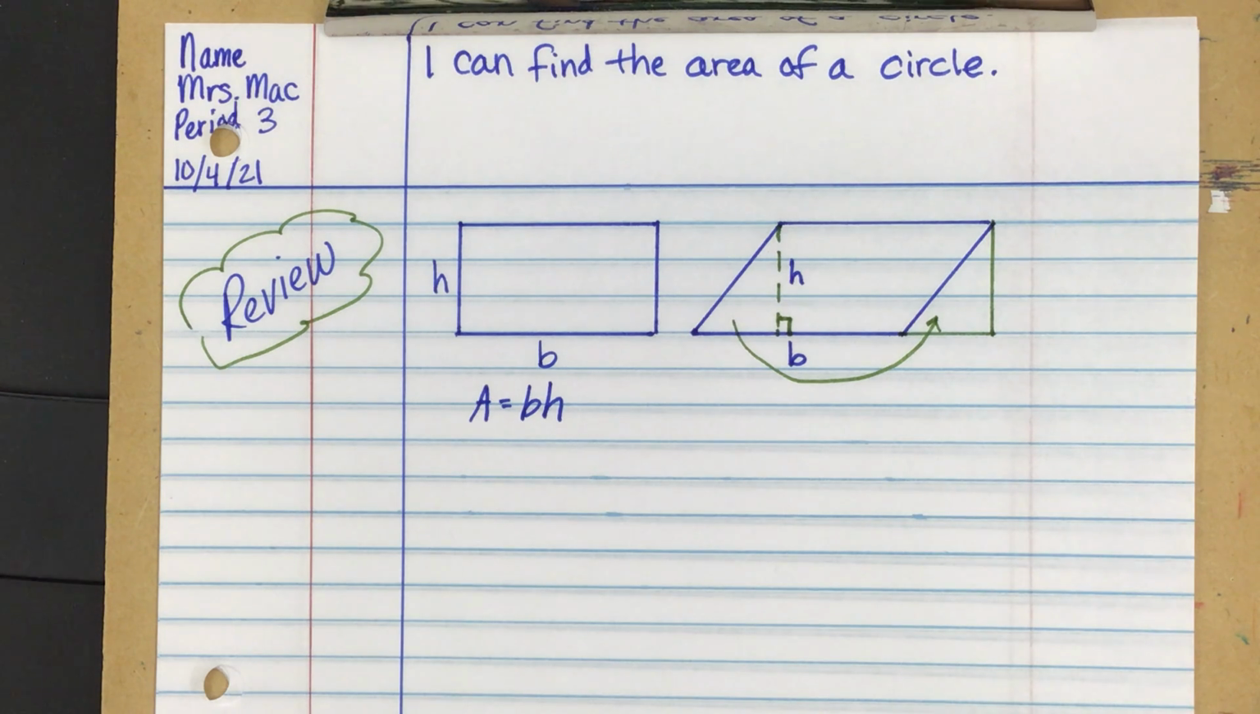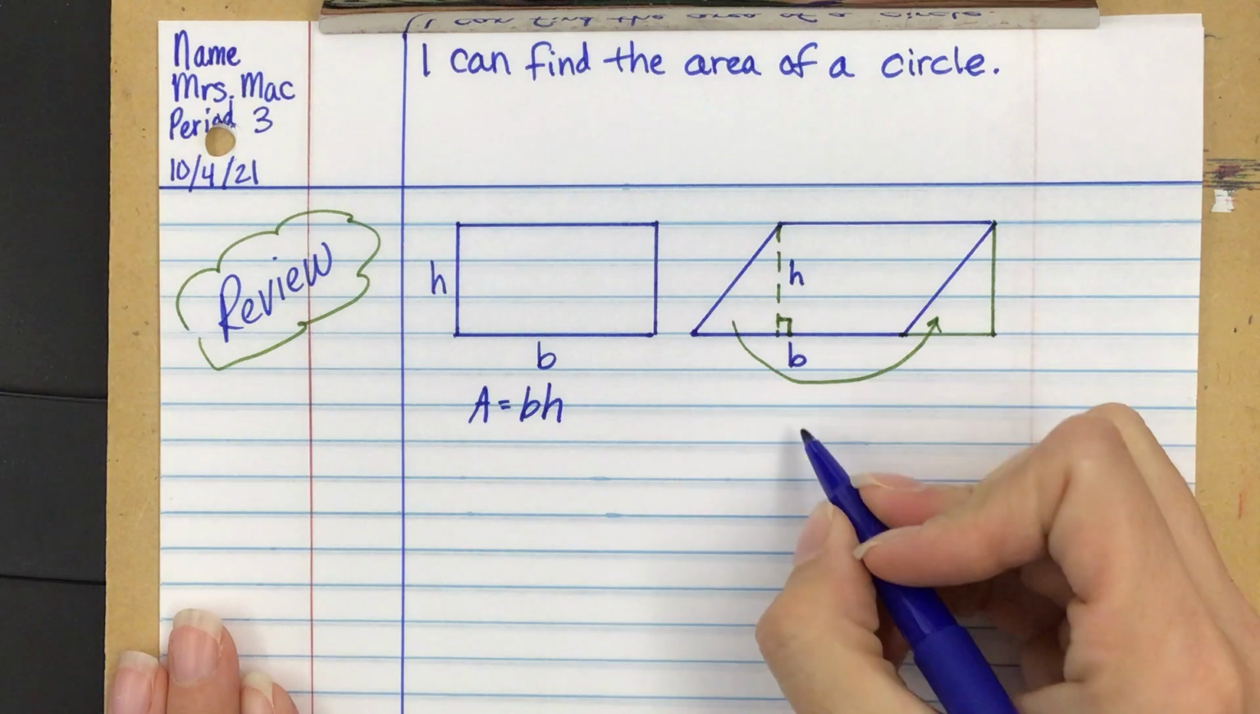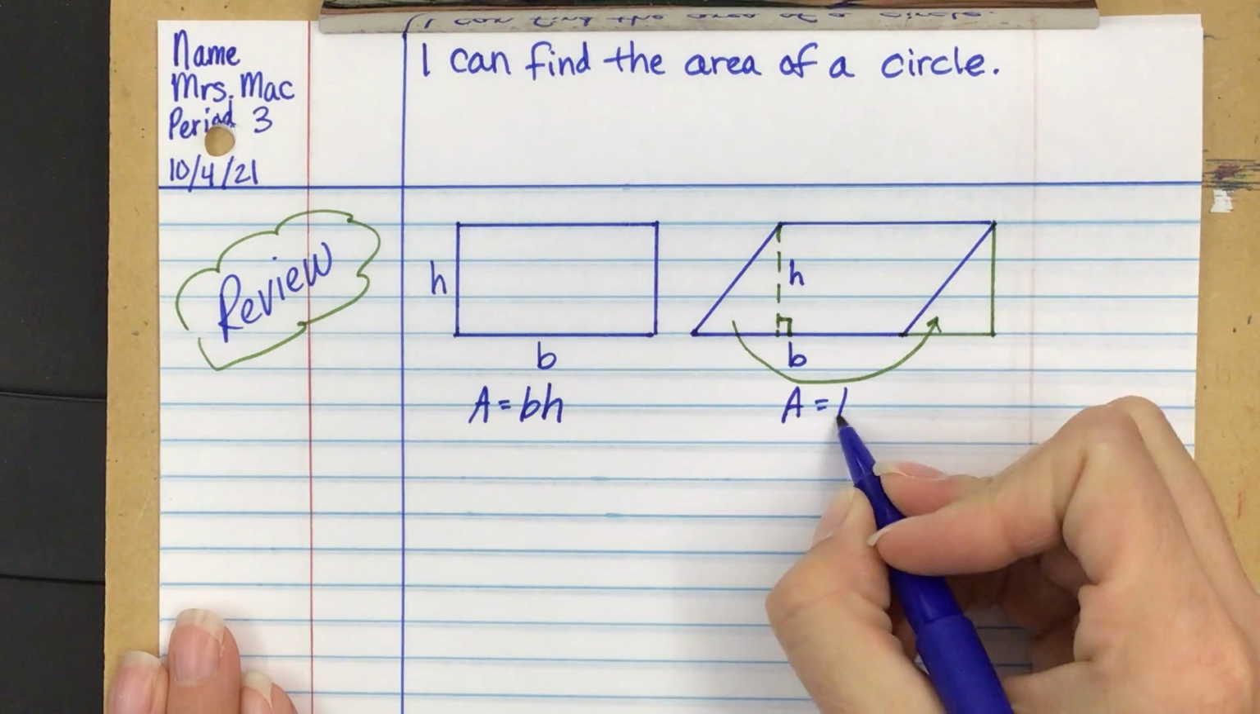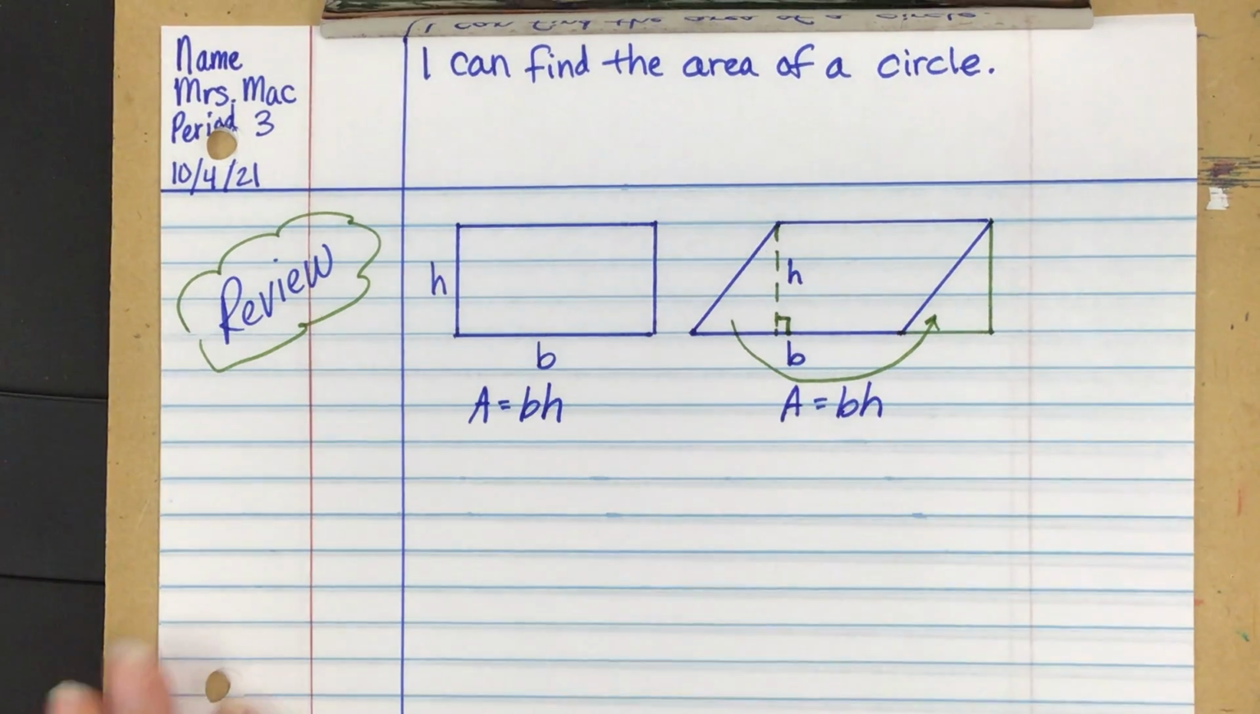So the area of a parallelogram is the same as a rectangle. It is the base times the height. You're probably thinking, Miss Mack, what does this have to do with circles? You will find out. Okay.